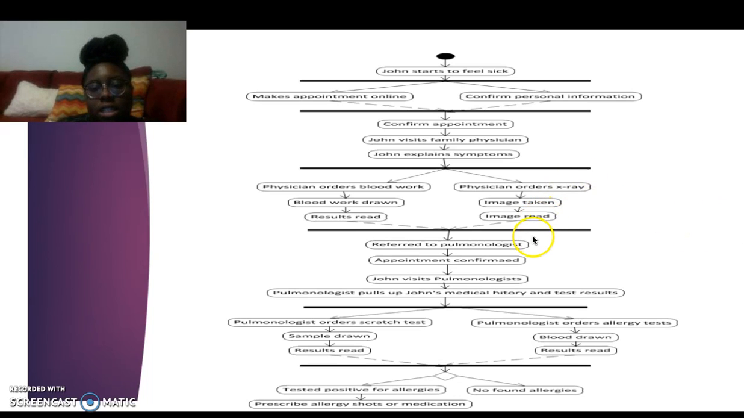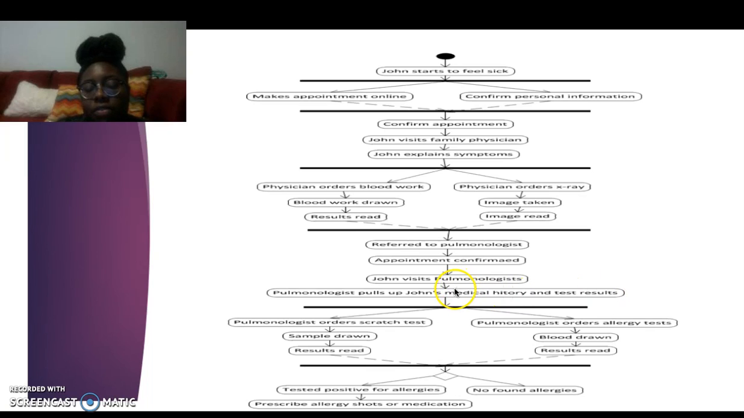But you can't have this state where the family physician refers John to the pulmonologist without the results from the lab work or the images from the x-ray. So once those are back, they join to where the family physician refers John to the pulmonologist, and then his appointment with the pulmonologist is confirmed. John visits the pulmonologist's office, and then the pulmonologist pulls up John's medical record and test results.